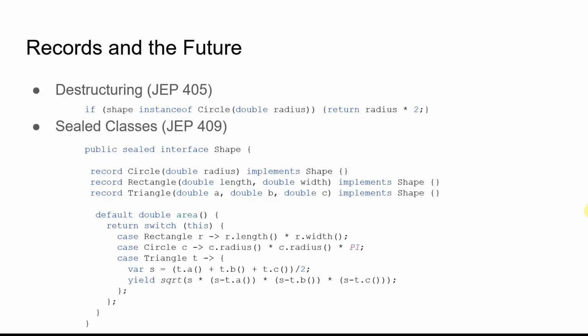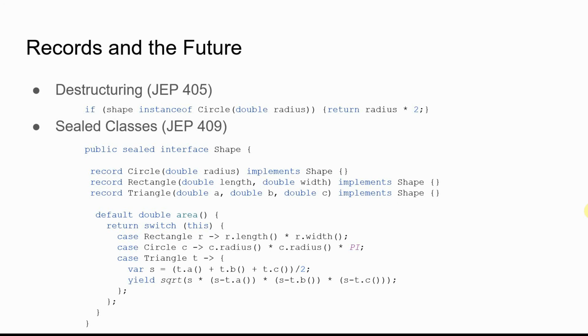Records are going to be developed in Java as the language evolves. In JEP 405 and 409, we have previews of 2 features that are discussed. The first is destructuring a record using Java's new instanceof pattern matching. The block following the pattern match can use the record's parameters directly, as we see here with the radius of a circle record instance. Additionally, records will be able to act as sealed classes.